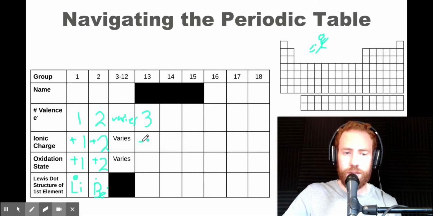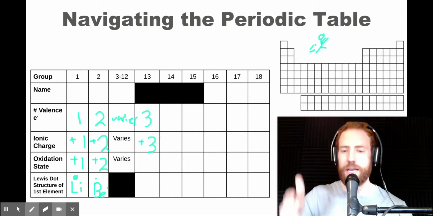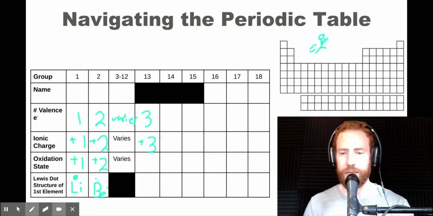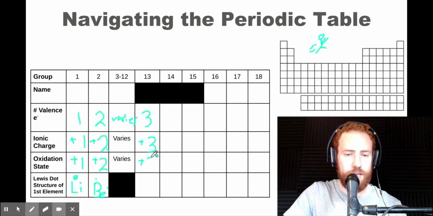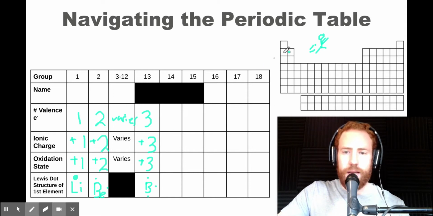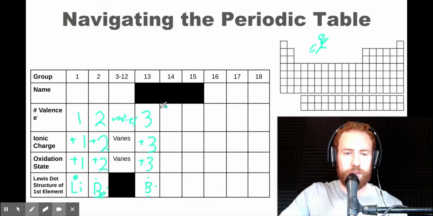It's still going to be easier to lose those 3 valence electrons rather than gain 5. And so anything in that column will form a +3 charge in terms of ionic bonding or any other charge situation. So that means the oxidation state will also be +3. And let's say that we want to draw the symbol for boron with 3 valence electrons. It'll look like that.